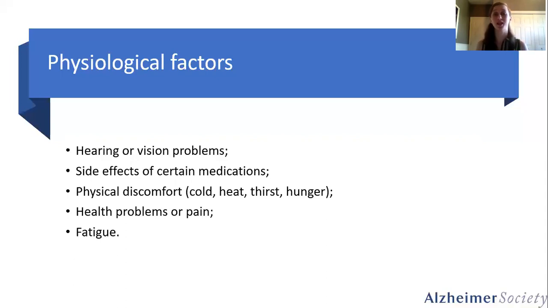Side effects of certain medications can lead to sleeplessness, or they could lead to the person being more sleepy during the day and then affecting them when it's time to go to bed at night and they don't feel like sleeping because they've been sleeping all day. Sometimes, as an example, that's something you can address more with their medication. Those first two together point out the importance of still having regular checkups for people. Even with Alzheimer's, you can have other health problems still.